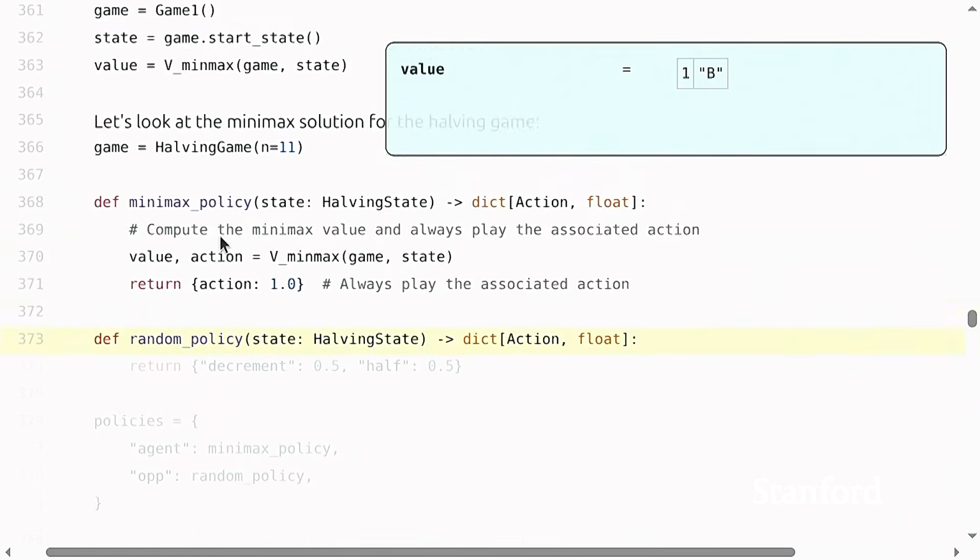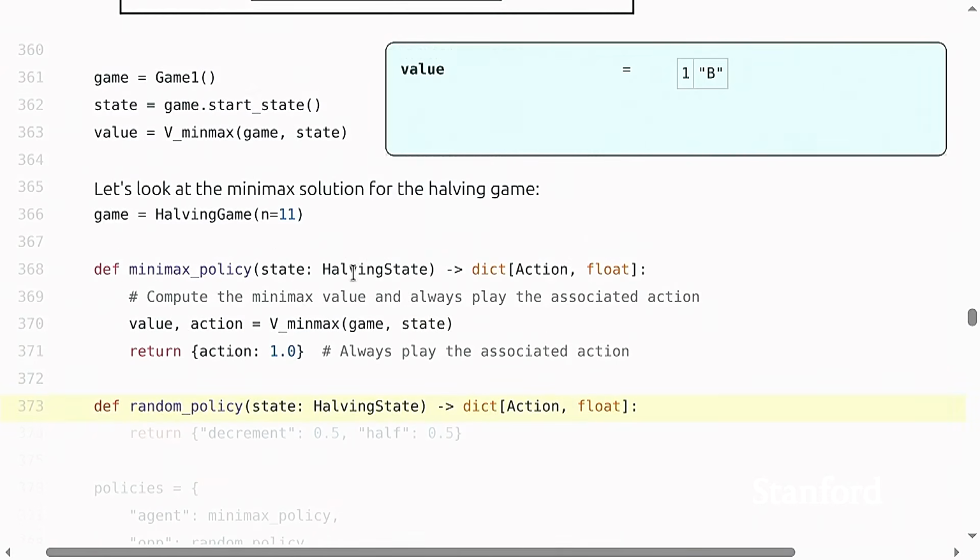A policy, remember, takes a state and returns a distribution over actions. And so the policy is going to take the state, compute the minimax value of that state and an associated action, and just return that action.